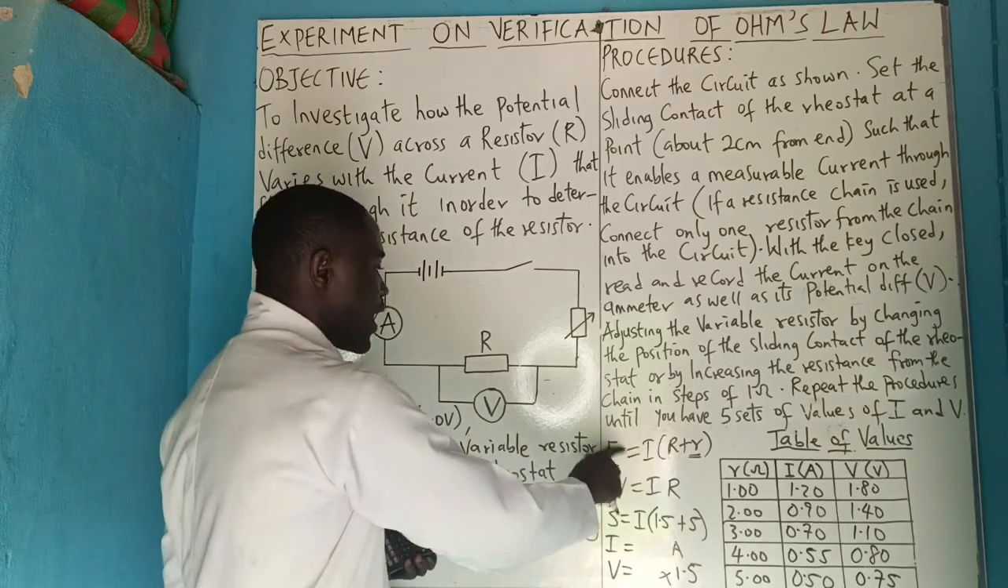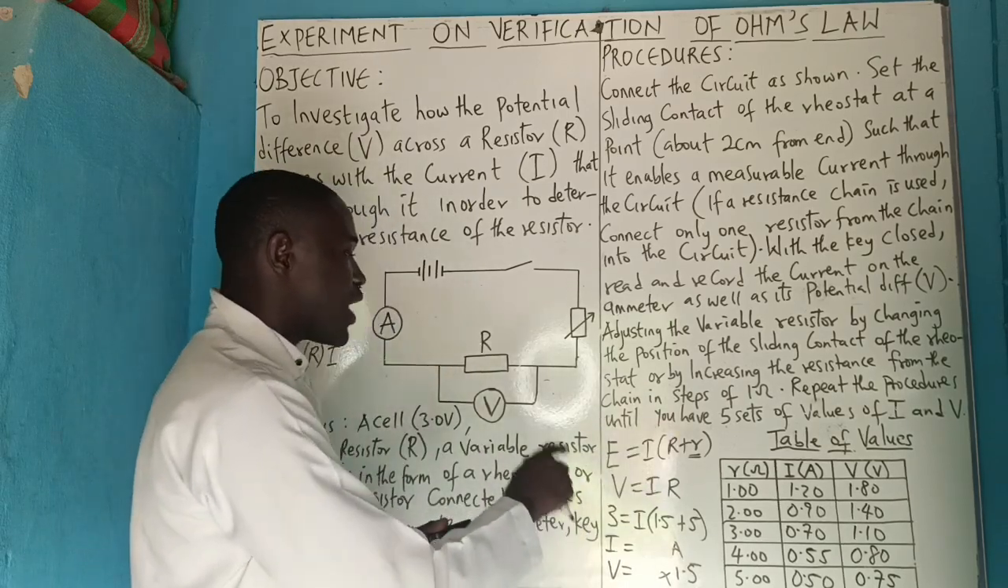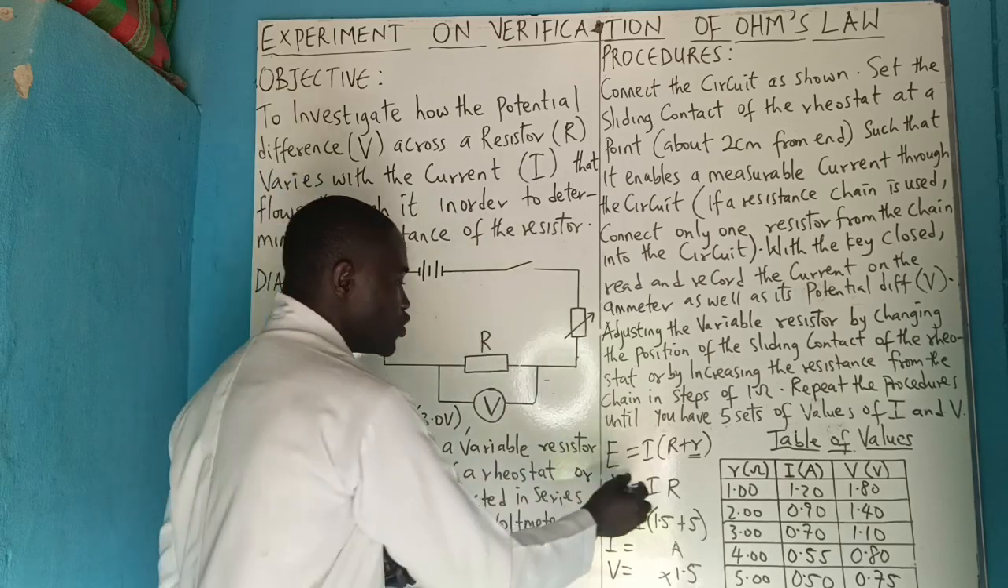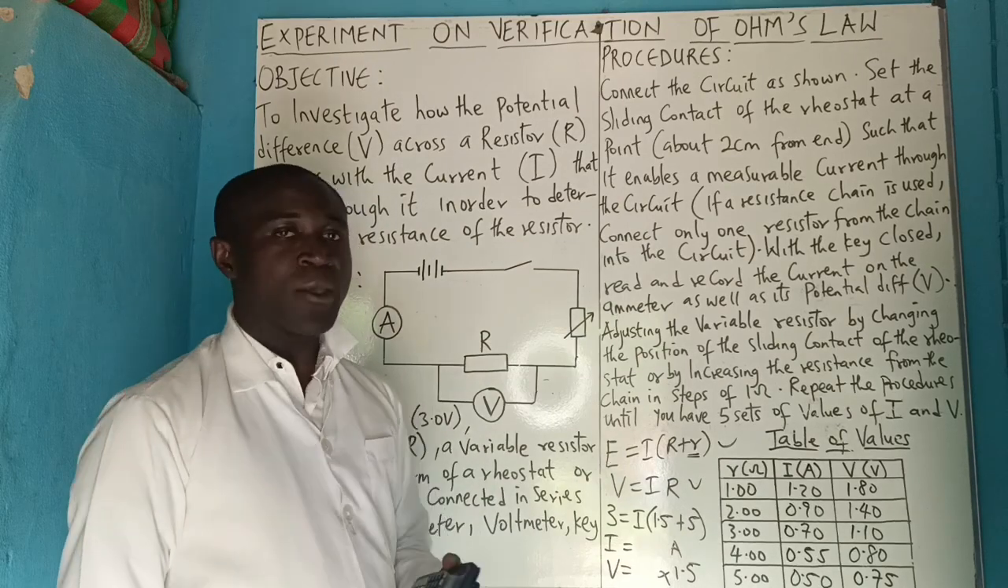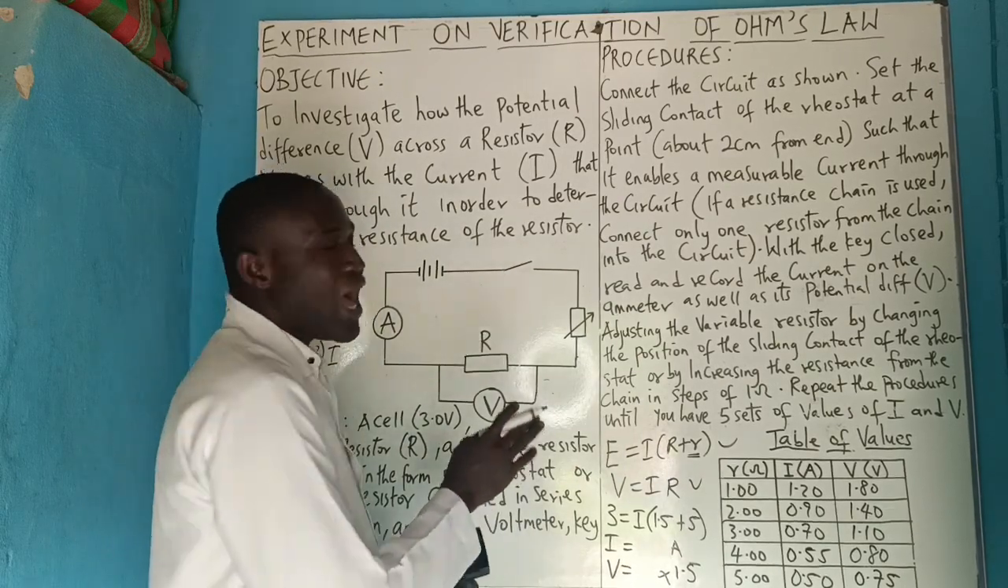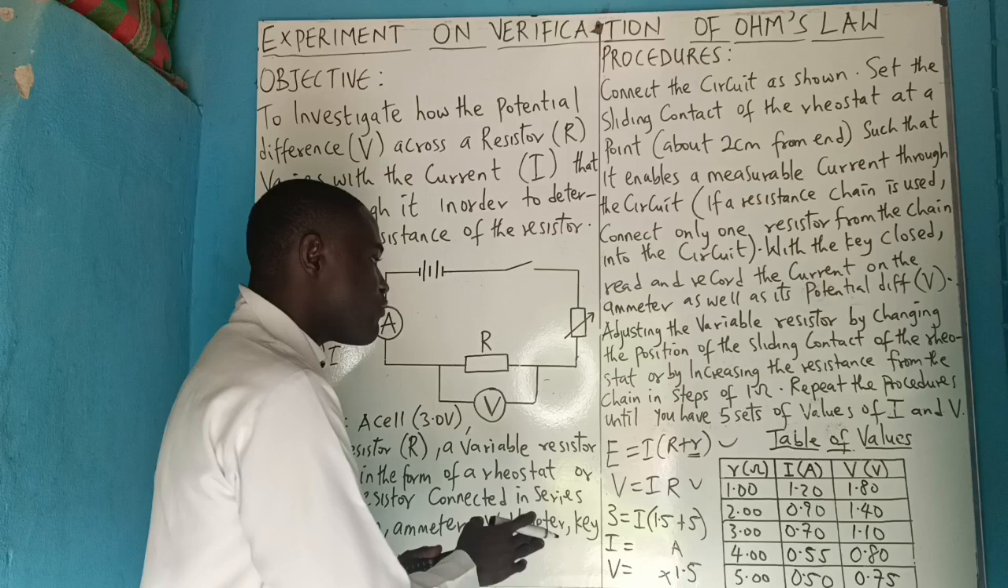Knowing that E equals I bracket R plus r, V equals I R, then you use these two formulas to go. Following the instruction, okay? So, let's see how to do the graph plotting and all.